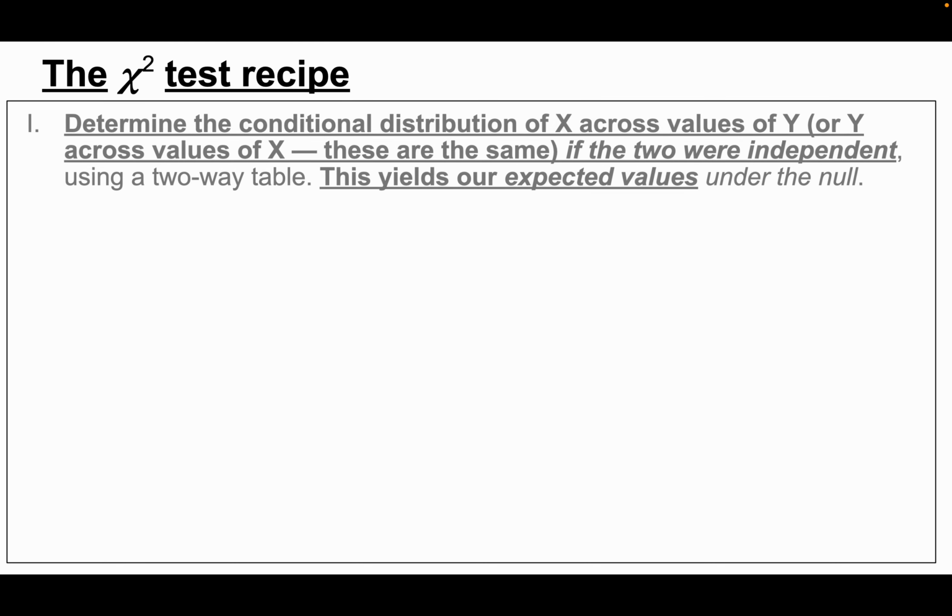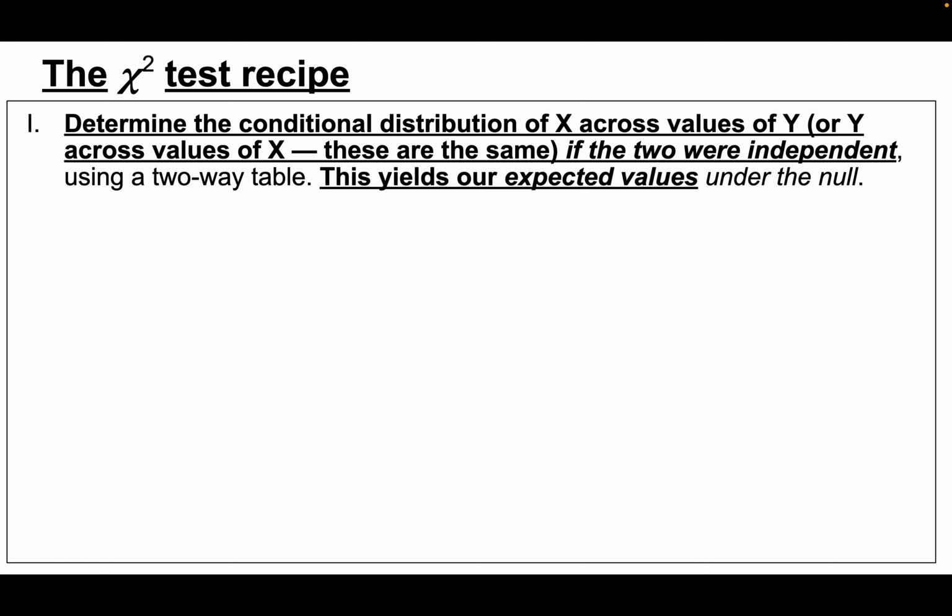So here's the recipe, and then I'll talk a little bit more about the theory. But as I sometimes like to do, it's maybe just easier to lay out the recipe. First, we determine the conditional distribution of x across values of y, or y across values of x, if the two were independent. This yields our expected values under the null. So basically what we do is we look at the marginal distribution for each variable, and then we say, okay, the marginal distribution should be the same across every level. Like let's say we've got some variable x. The marginal distribution of the other variable y should be the same across every level of x, or vice versa, if the two are independent.